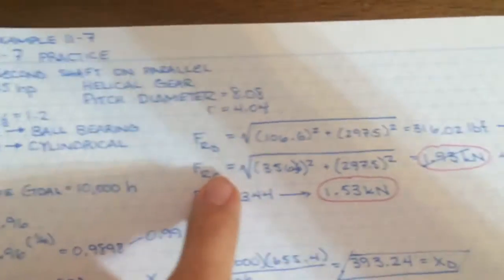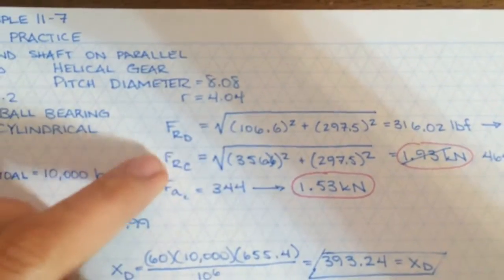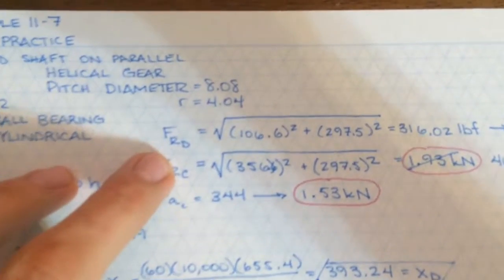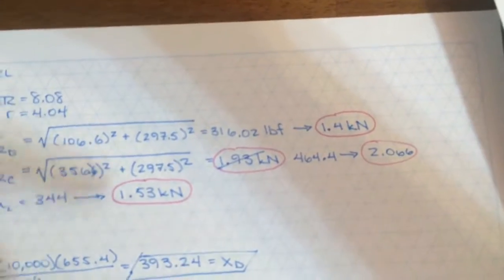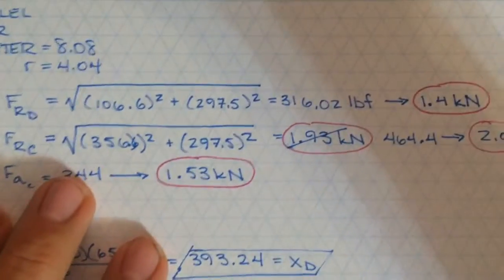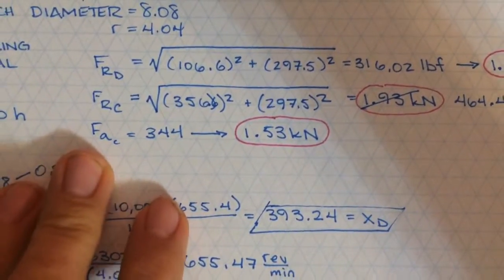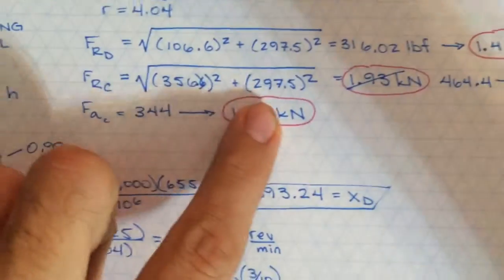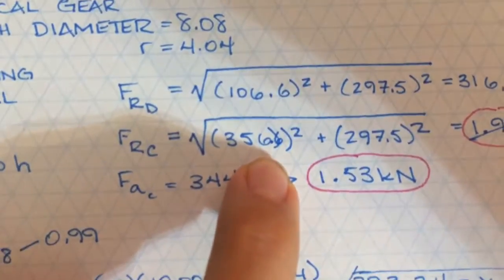So the first thing I did was I calculated the reaction force at D, and then made sure to switch it to kilonewtons. There's 224.809 pound force per kilonewton, so I just divide the pound force by that number. And then I got the force reaction with C. I botched it a little bit because I didn't put this in right.